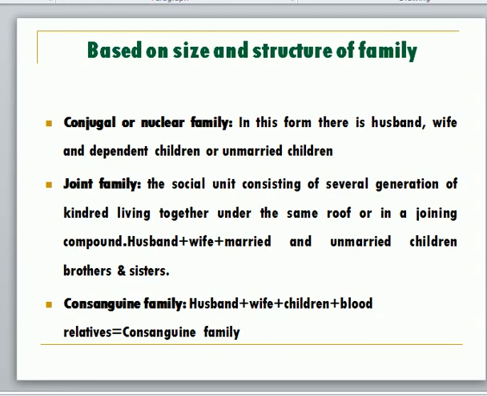So that is another type of family that we have, based on the size and structure of the family. We have the conjugal or nuclear family. What is this kind of family? In this form there is a husband, wife, and dependent children, whether they are unmarried children. So that is called a nuclear family.